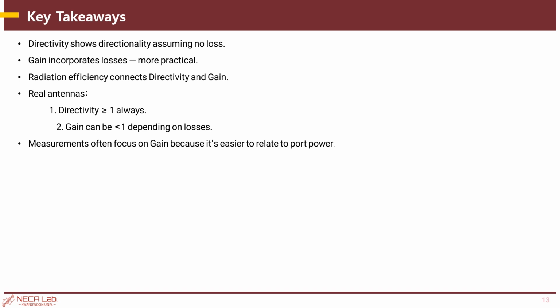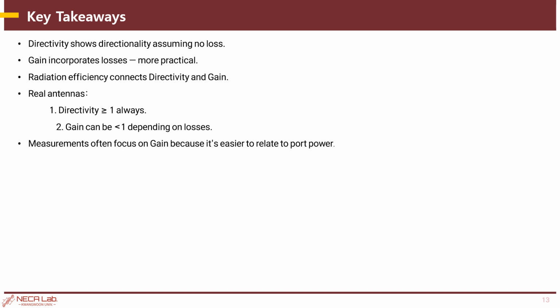So let's wrap up with the key takeaways from today's presentation. First, directivity shows how focused an antenna's radiation is in a particular direction, assuming no losses. Second, gain takes into account the losses, making it a more practical measure for real-world antennas. Third, radiation efficiency serves as the bridge between directivity and gain. It shows how much of the accepted power is actually radiated.